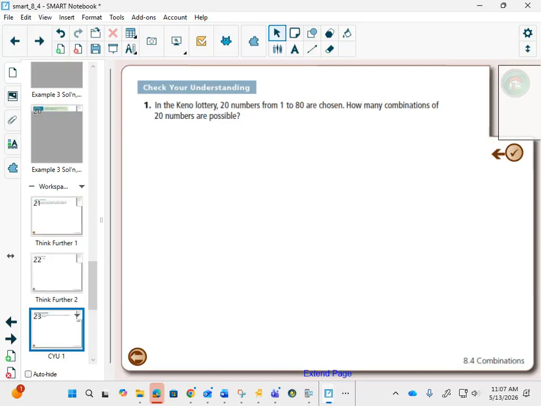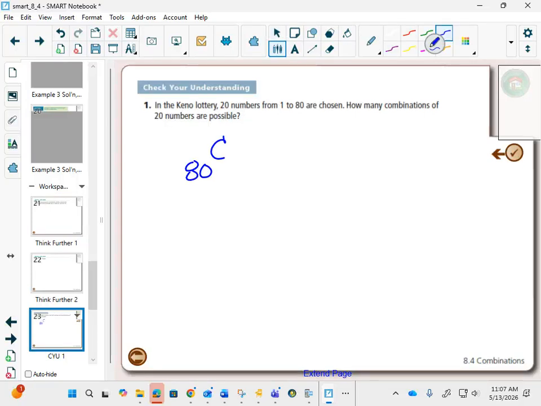Lotteries. I'm going to talk about some lotteries here. Now, the Keno lottery isn't very well known, but you have 80 numbers and you choose 20 of them. If you choose all 20 right, you're going to be a multi-millionaire. What are your chances of winning? How do we figure this out?